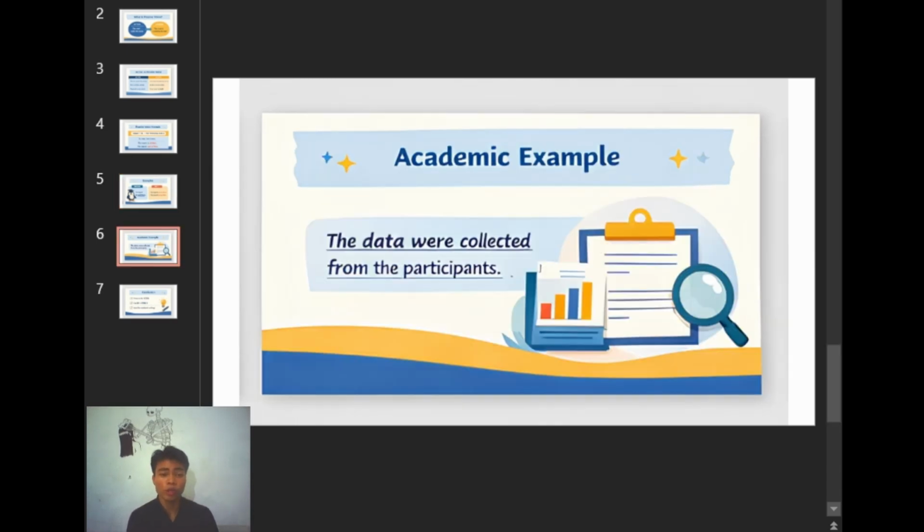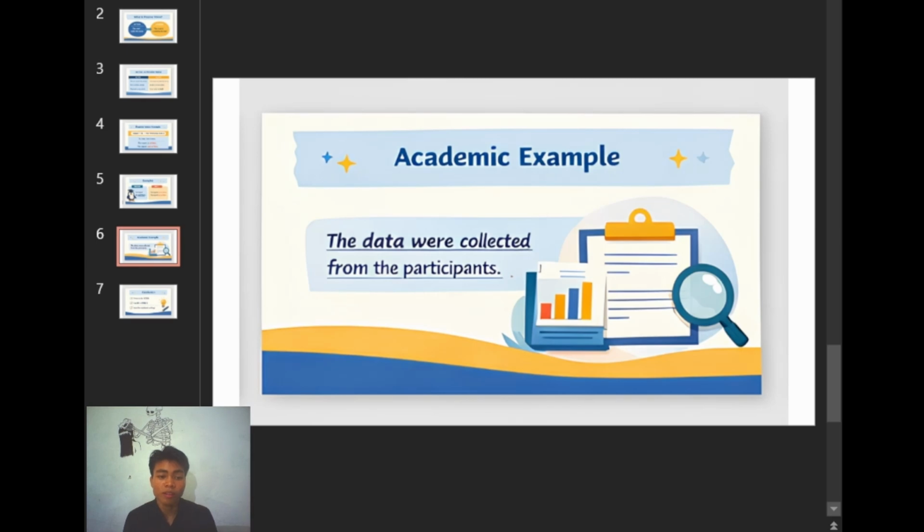So why do we use passive voice? First, when the doer is not important. Second, when the doer is unknown. And third, the passive voice sounds more formal and objective. That is why passive voice is very common in academic writing.